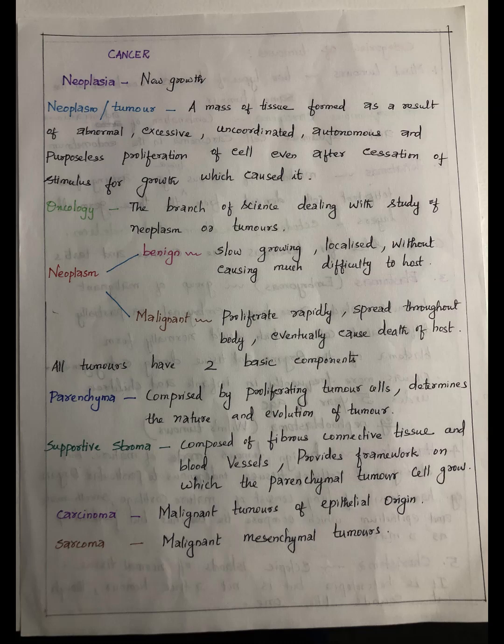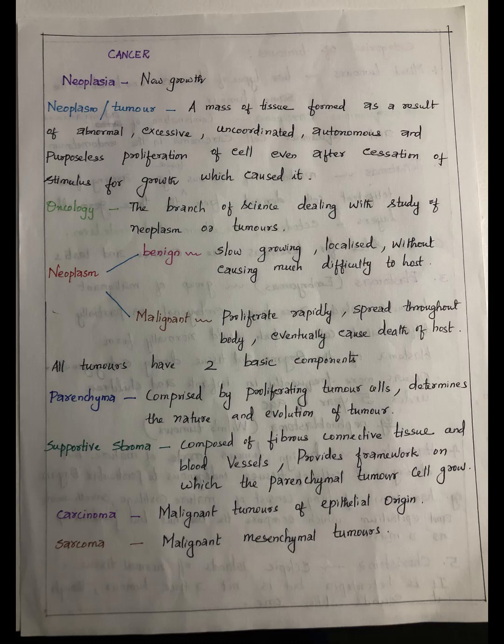Neoplasm, otherwise termed tumor, is a mass of tissue which is formed due to abnormal, excessive, uncoordinated, autonomous, that is the cell divides or multiplies by its own, and purposeless proliferation, that is there is a rapid increase in cells or rapid multiplication or rapid spread of cells. All these processes take place even after the stimulus used for cell growth is stopped. The study of neoplasm or tumors is called oncology.